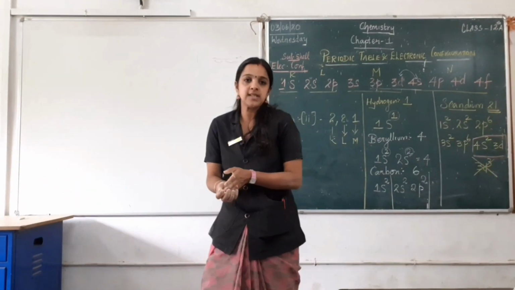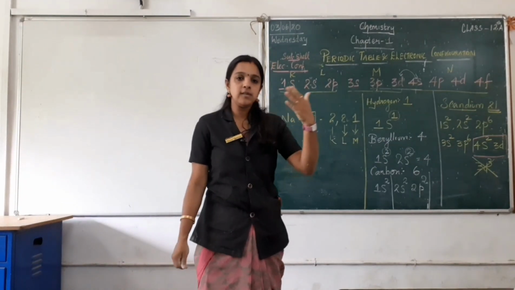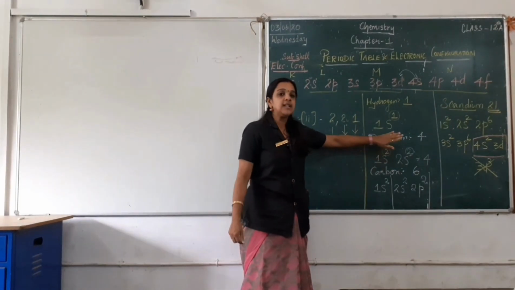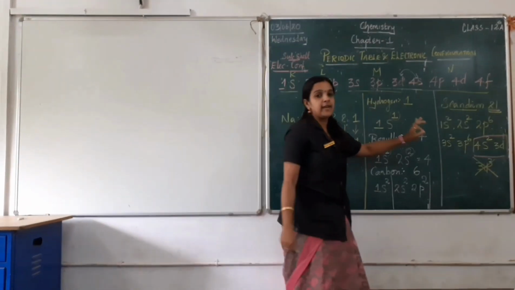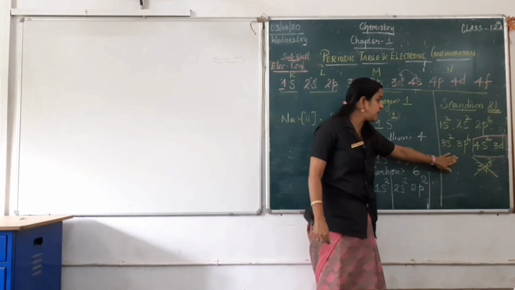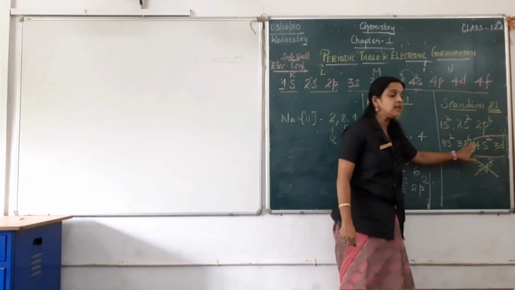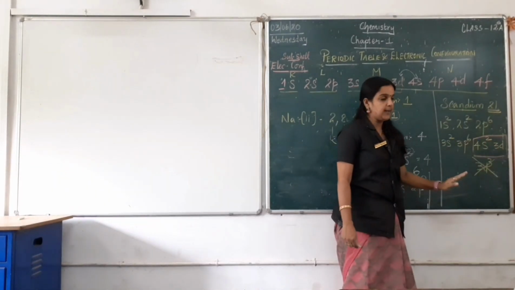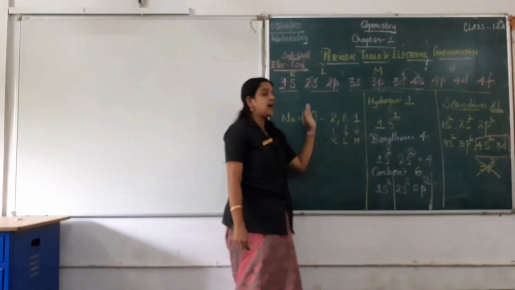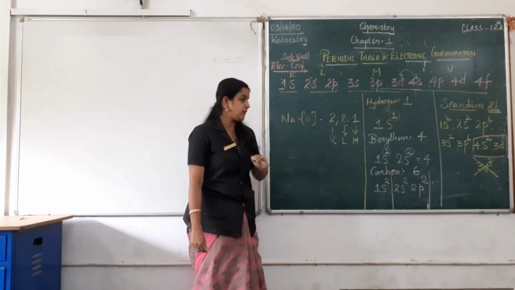Don't make this mistake, because normally children do careless mistakes in this. So you should always remember, whenever we are writing a D block element, the electron goes to 4s first, then only it will come to 3d. So I hope you have understood how to write the subshell electronic configuration.